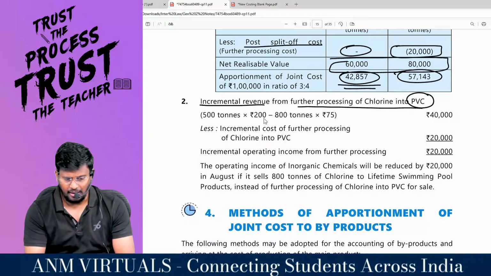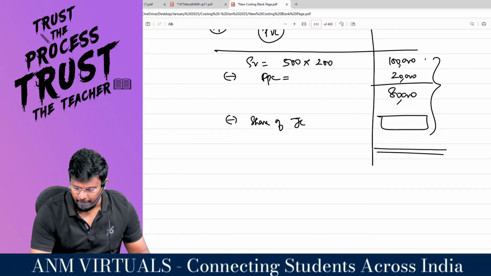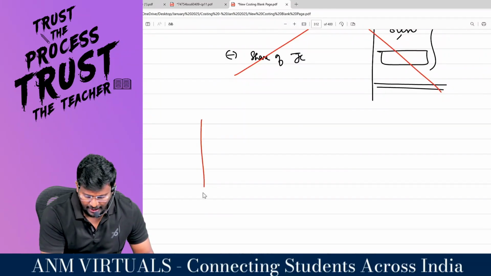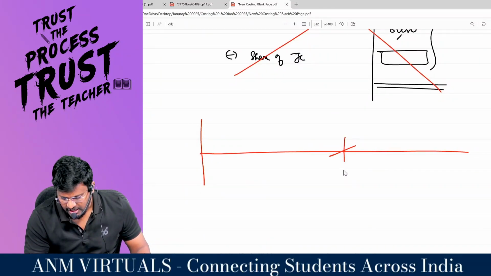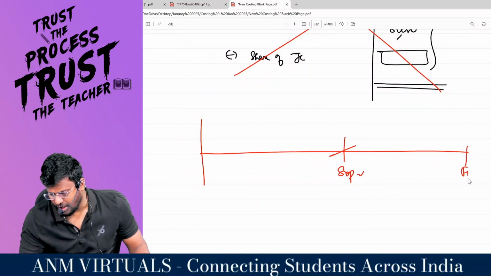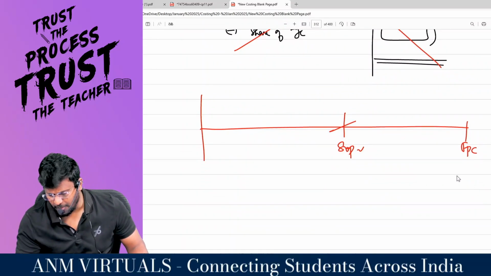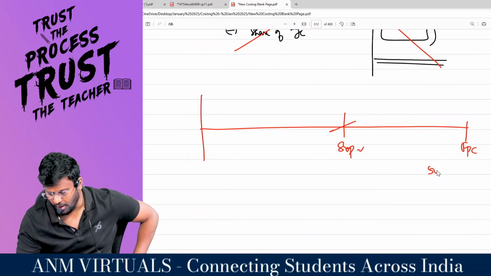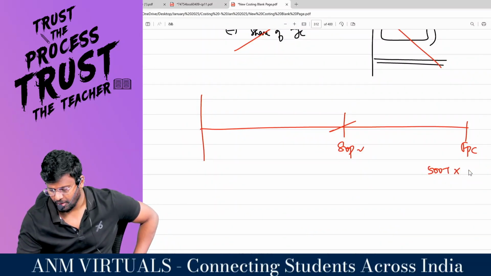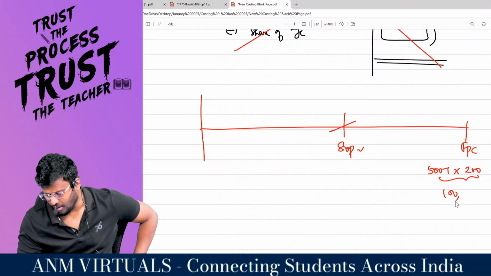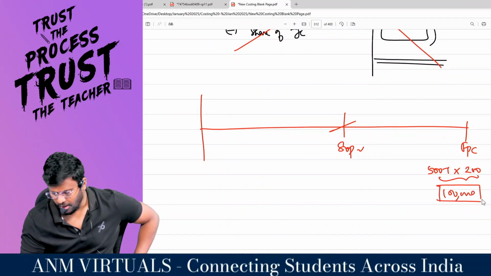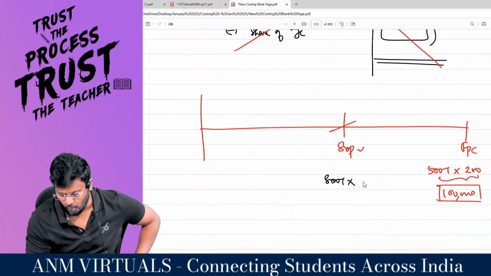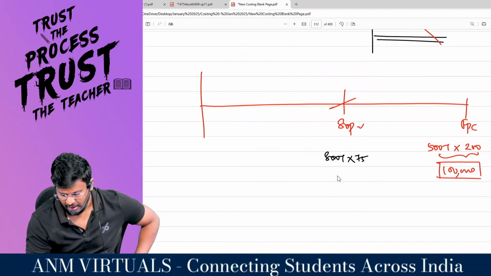நான் என்ன பாக்குறேன்னா இங்க பாரு சார், இப்படி நான் கால்குலேட் பண்ணேன்னா எனக்கு ஒரு டிசிஷன் தான் எடுக்க முடியும். நான் இங்க ஸ்பிளிட் ஆஃப் பாயிண்ட்ல வித்தரணுமா இல்ல ஃபர்தர் ப்ராசஸ் பண்ணி வித்தரணுமான்னு பாக்குறேன். ஃபர்தர் ப்ராசஸ் பண்ணா அது பிவிசியா மாறும். எவ்வளவு டன்? 500 டன் at the rate of 200 comes to I can earn 1 lakh. Whereas நான் split off pointல வித்தனா 800 ton into 75 comes to 60,000.